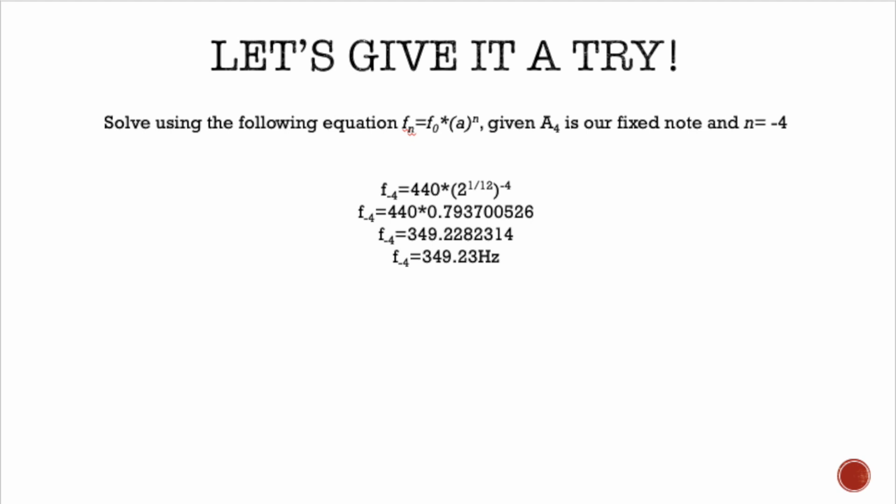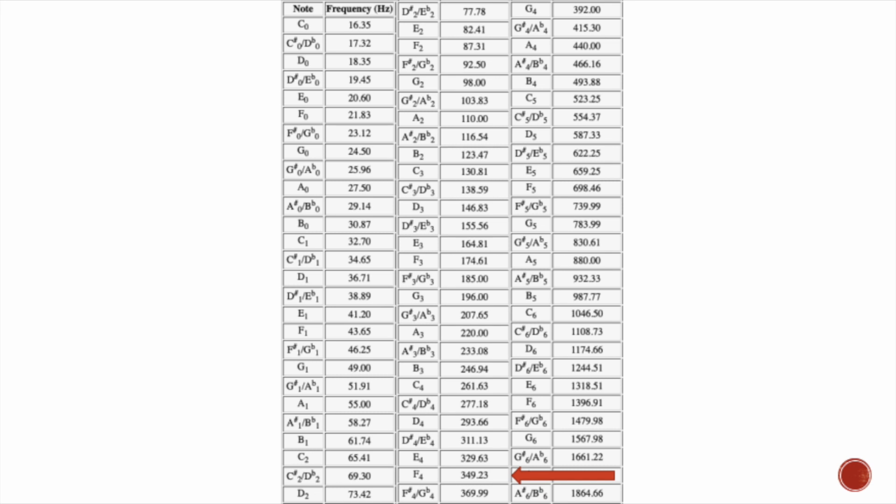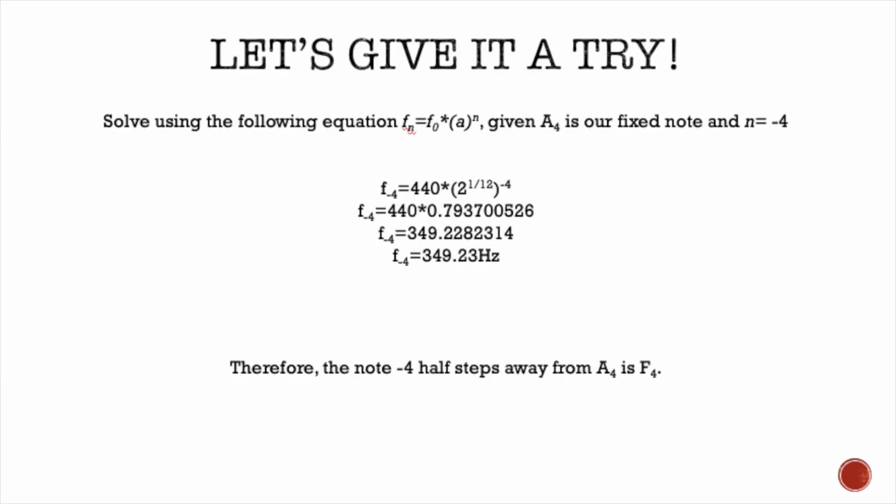Now I know it may seem like our work is done here, but we actually do have one more step, considering that we've only figured out the actual frequency that this note is vibrating at and not what the actual note is. So we return to our table, we've tracked down the frequency 349.23 Hz, and we find it associated with the note F4. Therefore, the note negative 4 half steps away from A4 is F4.